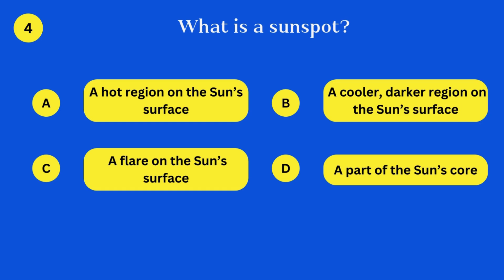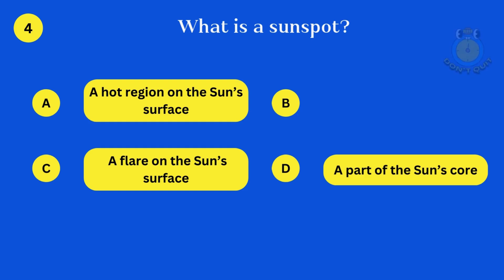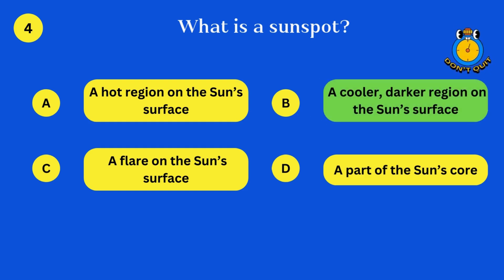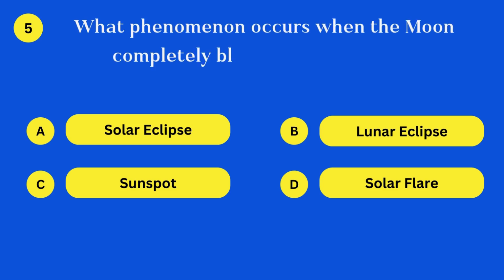B. A cooler, darker region on the sun's surface. C. A flare on the sun's surface. D. A part of the sun's core. A sunspot is a cooler, darker region on the sun's surface. What phenomenon occurs when the moon completely blocks the sun's light?